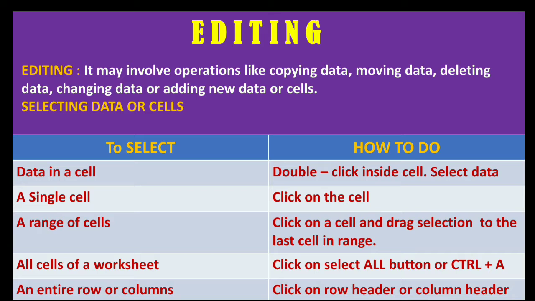Next is all cells of a worksheet. Suppose you want to select all the cells in a worksheet, then we have to click on the select all button, or we can use the shortcut key Ctrl plus A. If you want to select the entire row or column, then we have to click on the row header or column header.